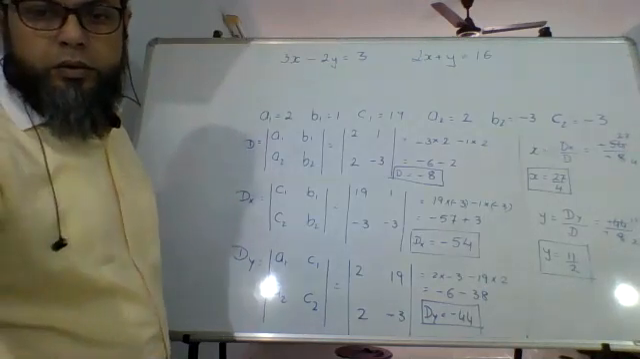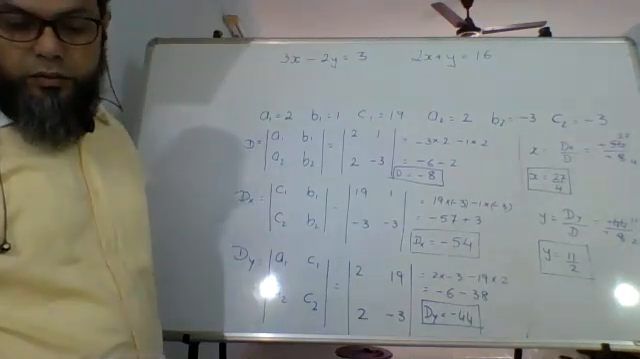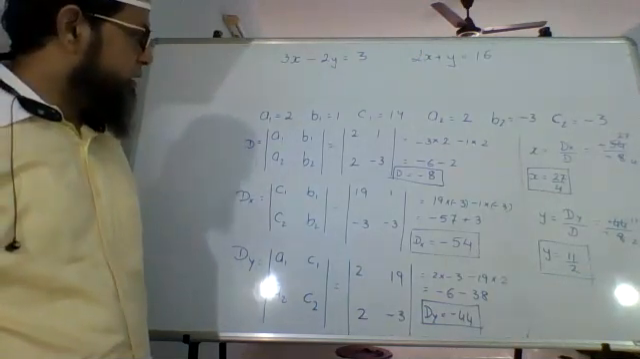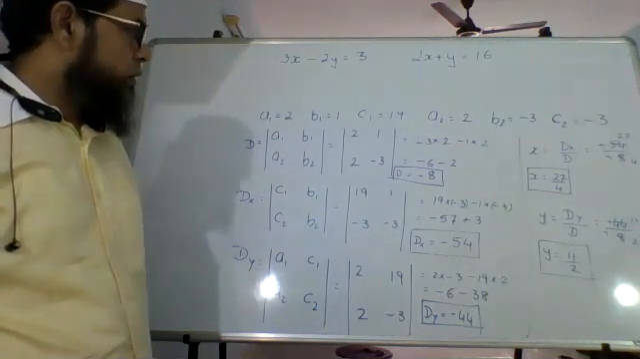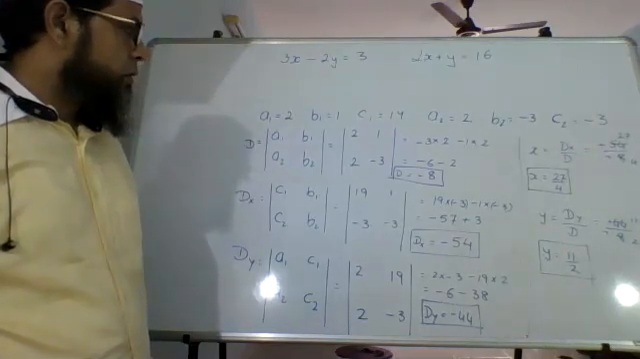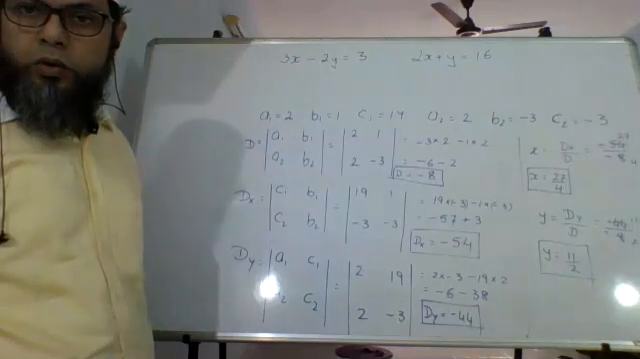सर, dx वाला जो सेकंड टर्म है, 19 into minus 3... सर, बिगेस्ट नंबर के साइन आएंगे ना सर इधर, 19 into 3, 57? No, no, no.